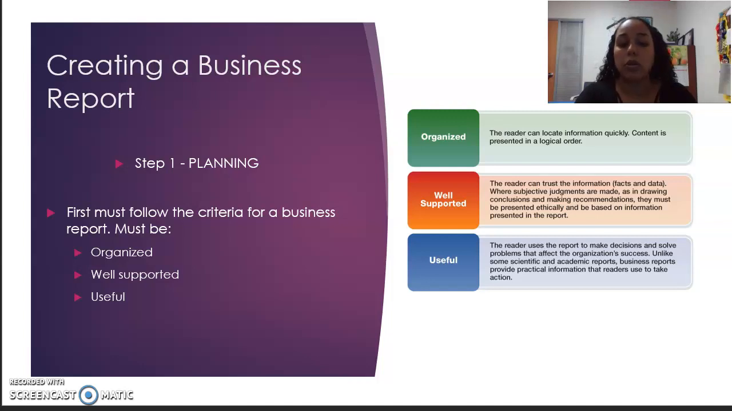For it to be well supported, the reader can trust the information, the facts and data, where subjective judgments are made, as in drawing conclusions and making recommendations. They must be presented ethically and be based on information presented in the report. For usefulness, the reader uses the report to make decisions to solve problems that affect the organization's success. Unlike some scientific and academic reports, business reports provide practical information that readers use to take action.